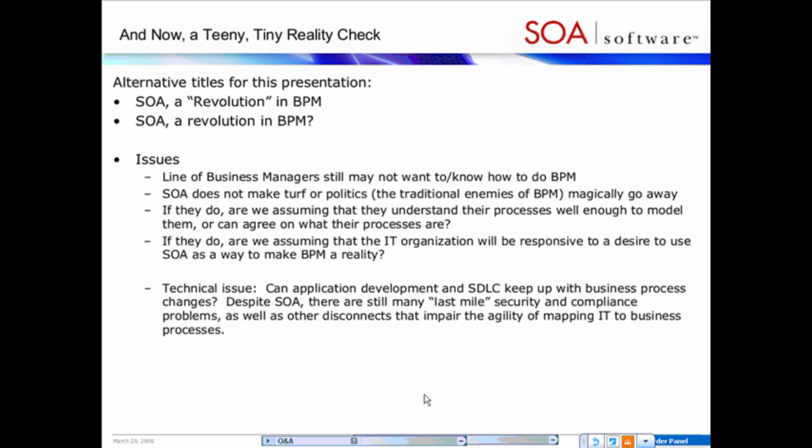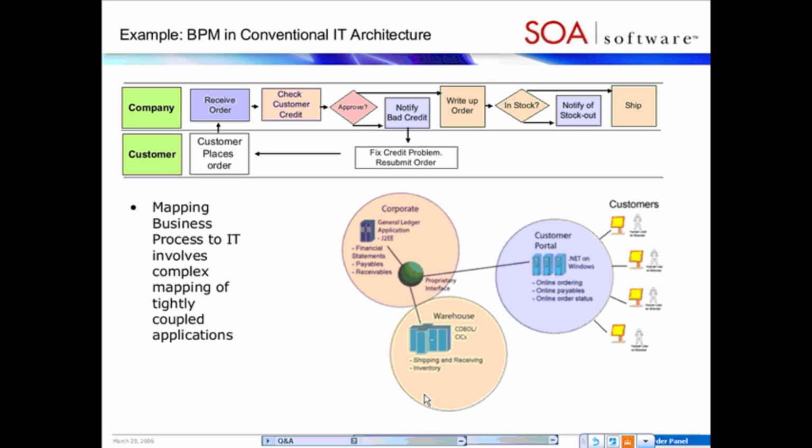And I'll give you an example. This is just another example of a really basic business that lets its customers buy product through a customer portal. At the bottom of the slide, you have the corporation, which has a general ledger on a J2EE application, and then a warehouse system, which is a COBOL mainframe application, and then a .NET customer portal, and they're all connected by proprietary interfaces. The whole system works great at a basic level, although it's hard to change.